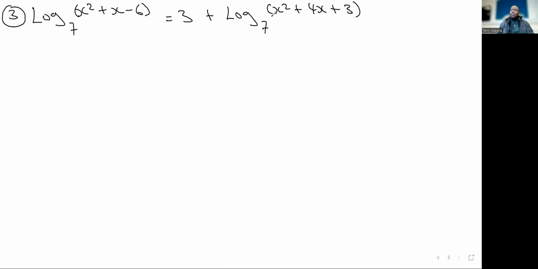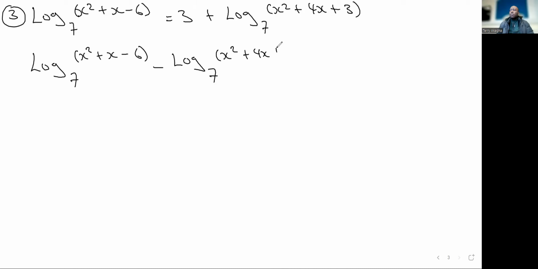All right. So let's go. So I'm going to take this to the other side. So it's going to have log base 7 of x squared plus x minus 6 minus log base 7 of x squared plus 4x plus 3 is equal to 3. Then I'm going to apply the division law here.